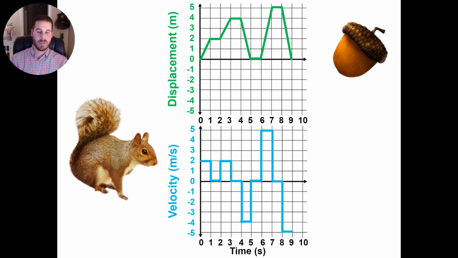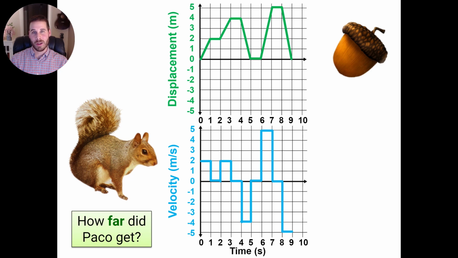And I want you to focus on the velocity time graph. If you were just given that graph, could you answer this question? How far did Paco get throughout his entire story? If you were given the displacement time graph above, you could pretty easily see that he started his journey at a position of 0 meters, and he ended his journey at a position of 0 meters as well. So you could say pretty easily that his final displacement was 0. He ended up where he started, so he didn't get anywhere technically. So that would be correct.